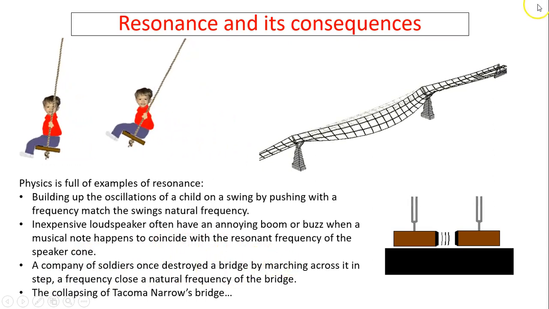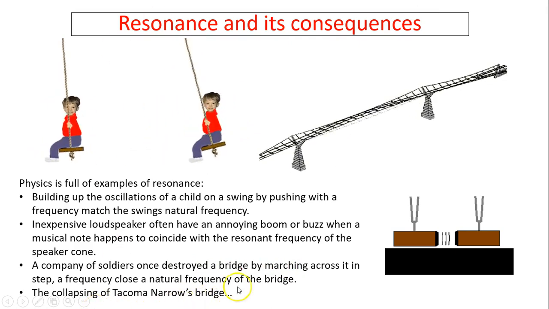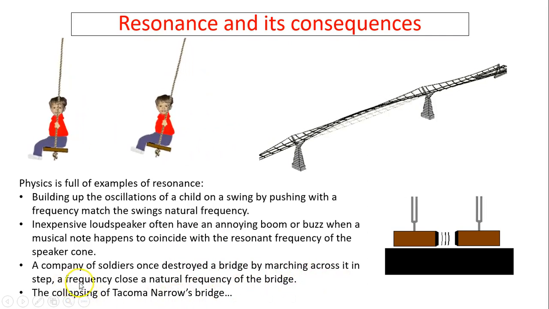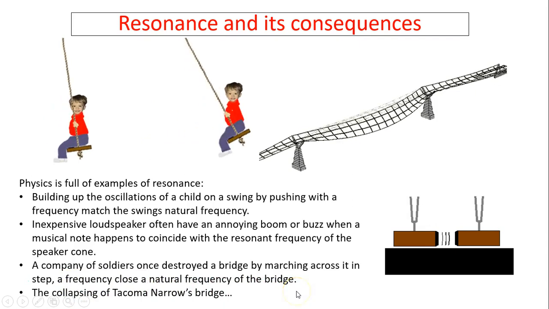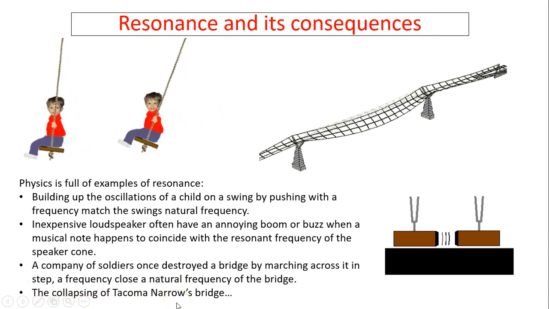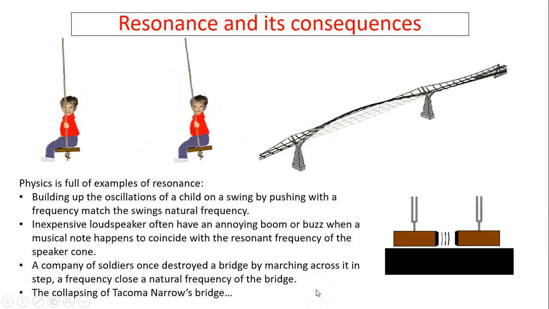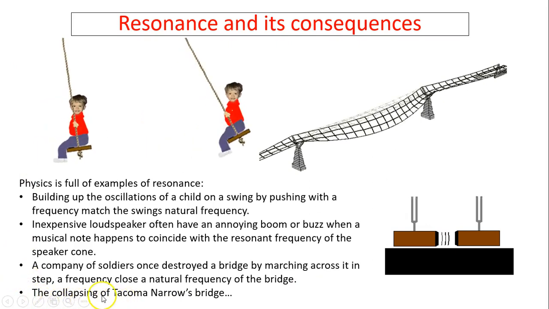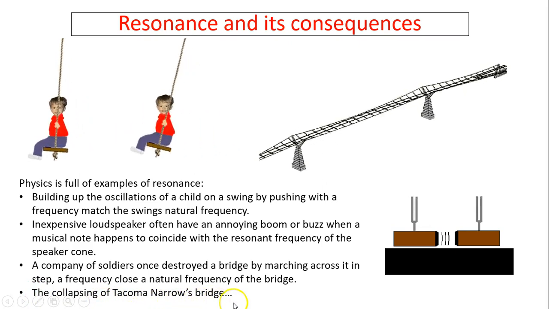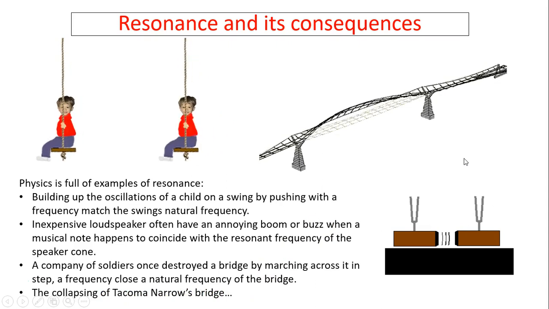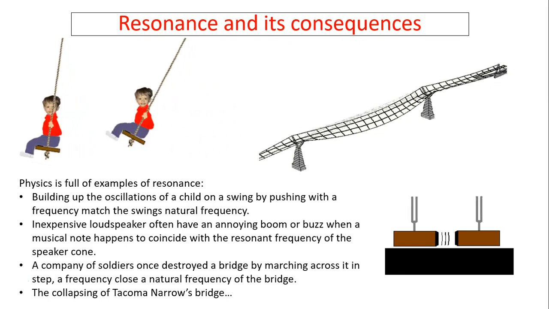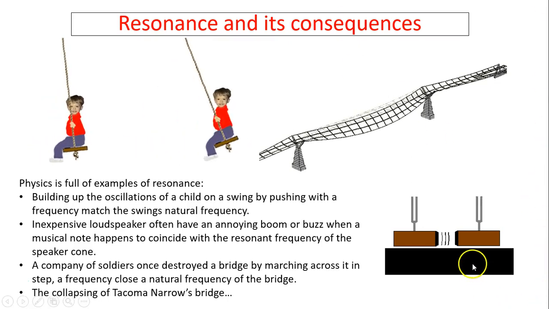of the speaker cone. Another example is a company of soldiers who once destroyed a bridge by marching across it in step, at a frequency close to the natural frequency of the bridge. So now when troops cross a bridge, they are told to break step, not to have the same frequency. Another thing, I'm sure everybody has seen this clip, is the collapse of the Tacoma Narrows Bridge. That's also just like this, the wind's frequency matches or very closely matches the bridge's frequency, resulting in its collapse.